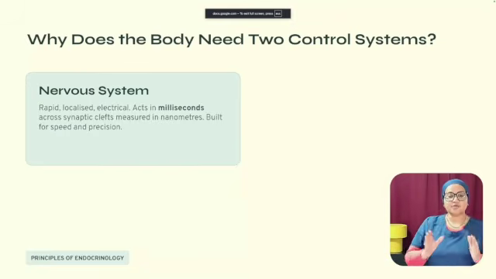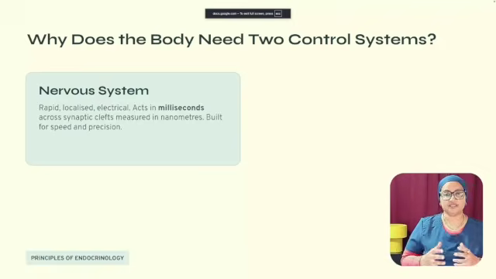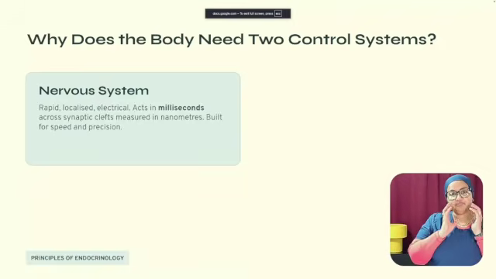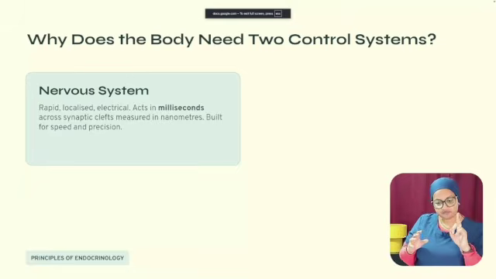Okay, let's start with the nervous system. The nervous system is fast and local. It communicates in milliseconds across synaptic clefts measured in nanometers. Its signals are electrical and it's built for precision and speed. Think of the nervous system as the body's text message: immediate, direct, and targeted to a specific recipient.